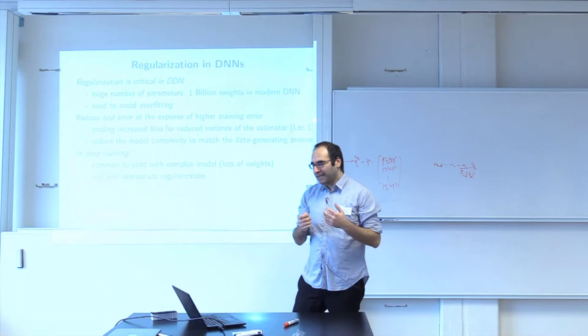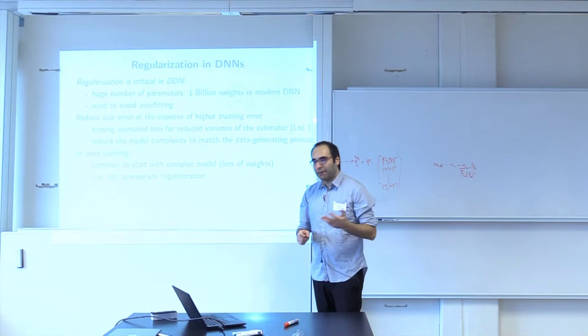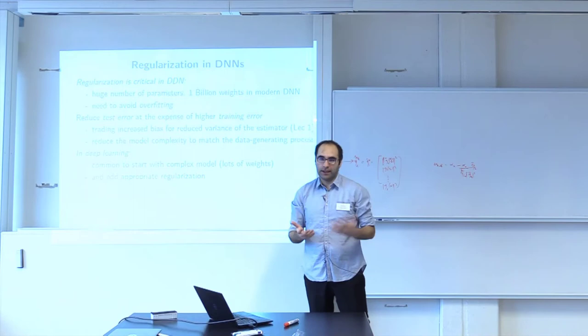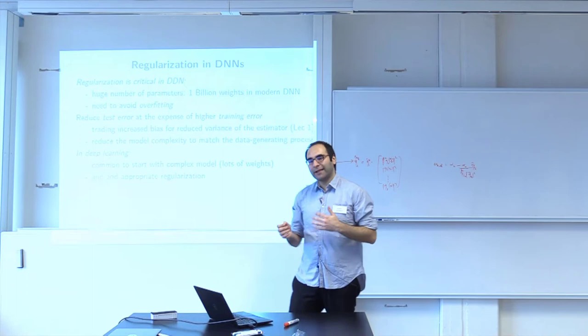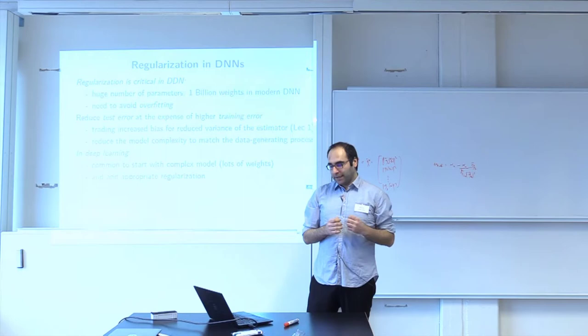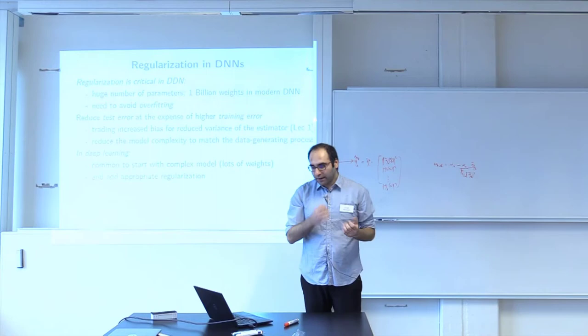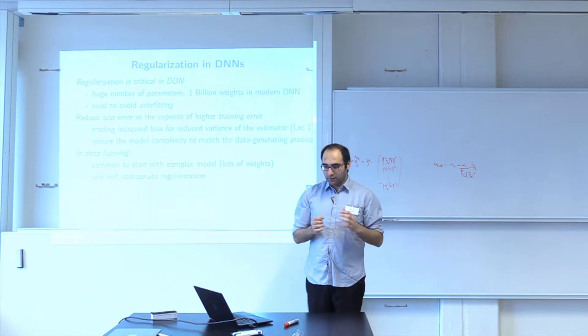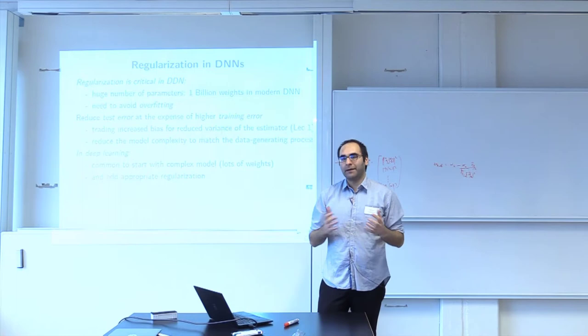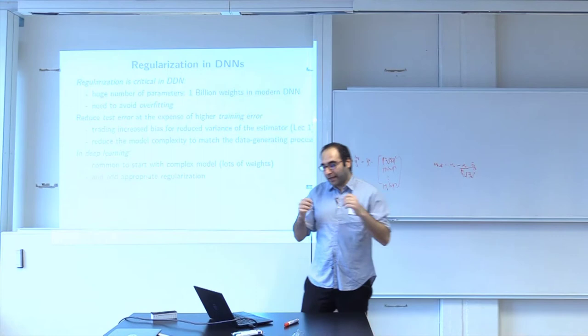One way to think about overfitting, I think this was covered in some of the previous slides, is that you're trying to reduce the test error at the expense of higher training error. So you're trading off the bias for the reduced variance of the estimator. Another motivation is to reduce the model complexity until it fits the data distribution. In deep learning, it's quite common to start with models that are very complex. So you start with an over-parameterized system, a system with too many parameters, and then you gradually increase your regularization to reduce the model complexity.